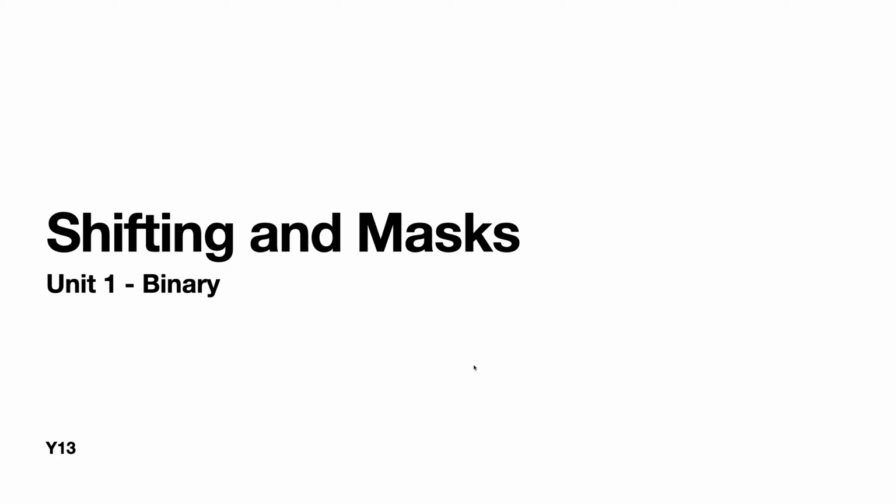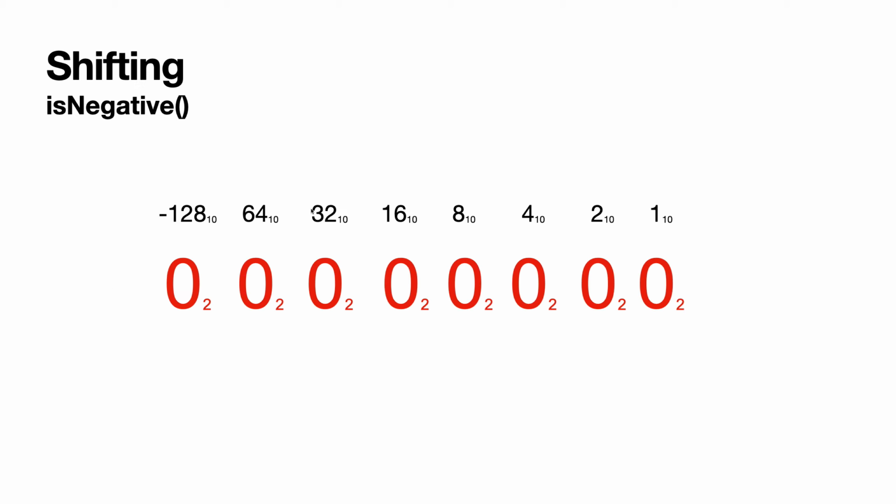Shifts and masks. Let's start by looking at this binary number, and we have the base 10 representation up top. We're going to try to solve the problem of figuring out if an integer is negative. This is just a 1 byte integer, 8 bits. If we give this function, is negative, some integer, it should give us back true or false, telling us whether it's negative or not.